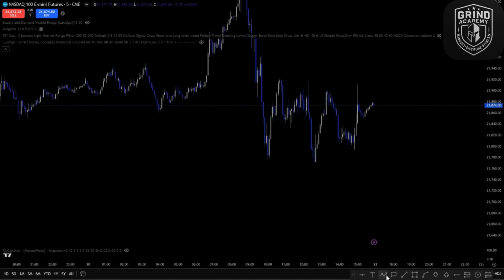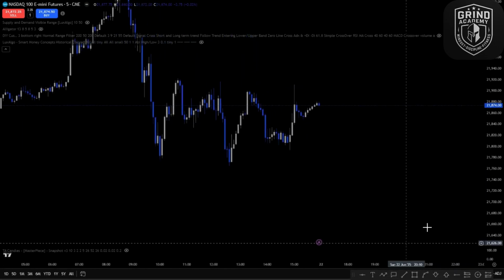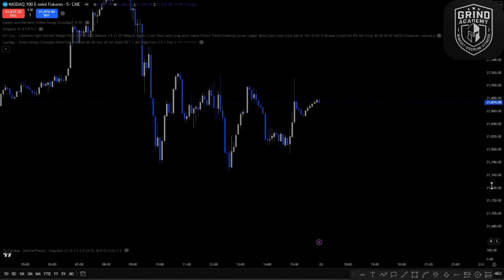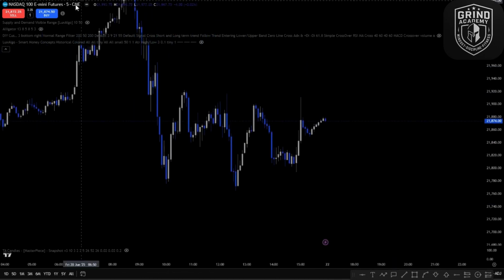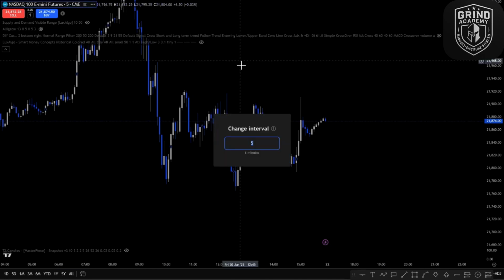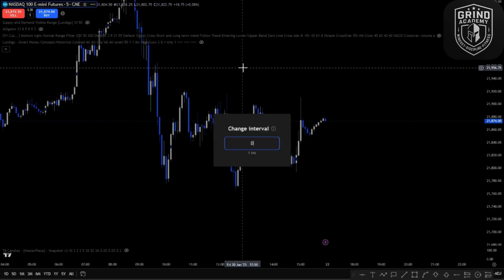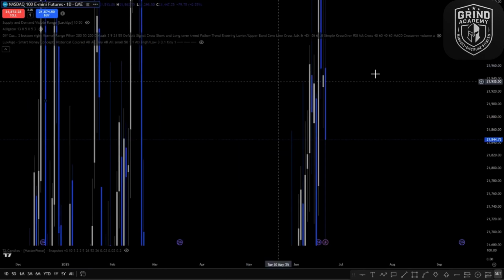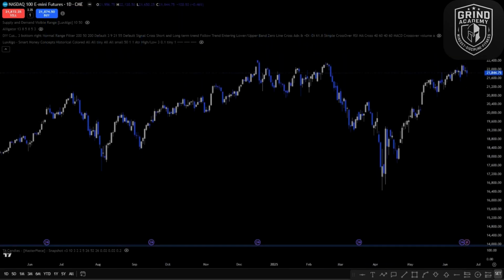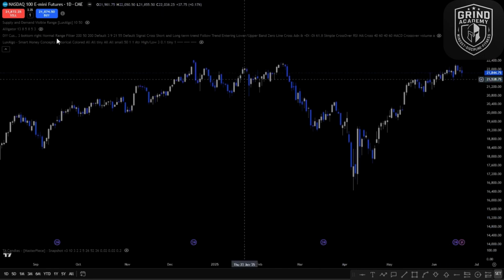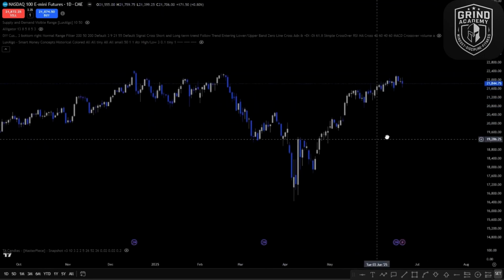NASDAQ NQ futures, and I am looking at the 5-minute chart right now. What I want to do is start on the daily chart. So this is the daily.